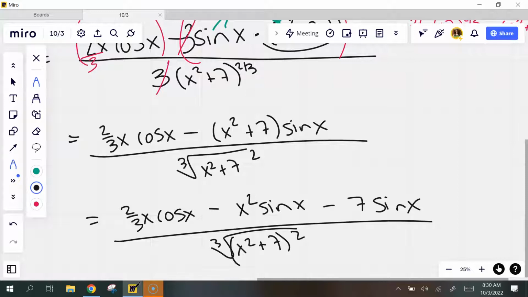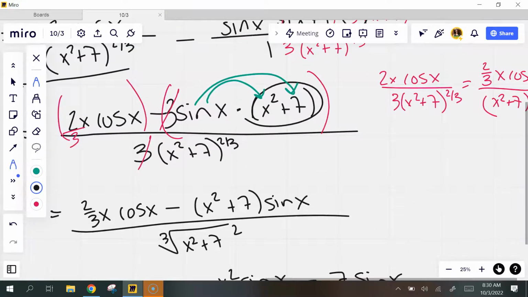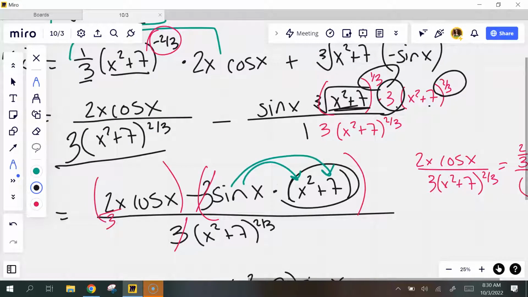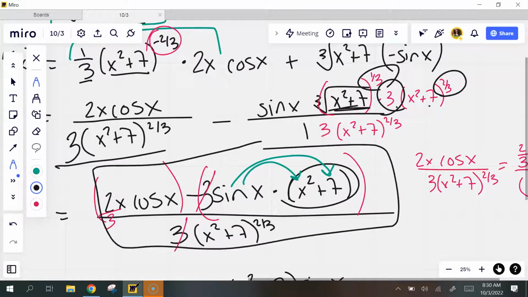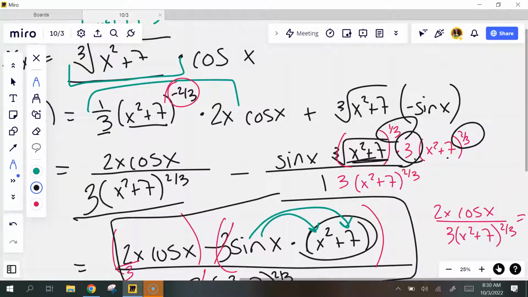If it's an FRQ kind of thing, I would have stopped here whenever I combine them into one fraction. And even that's not always necessary to combine them. It just depends on what the question is asking you.